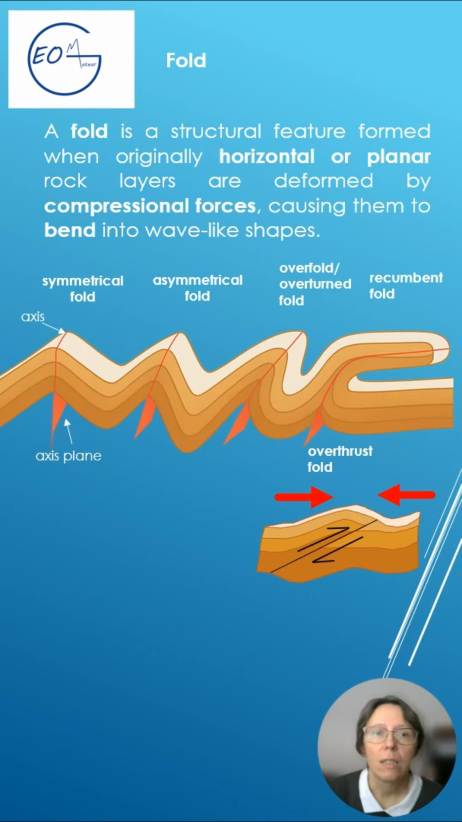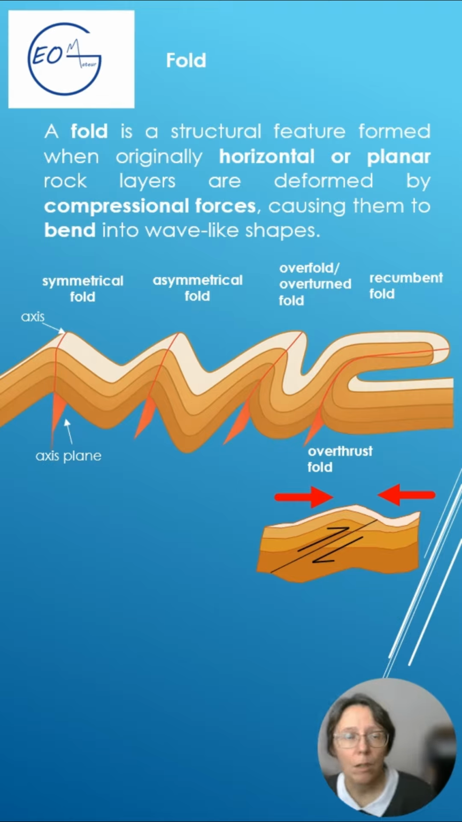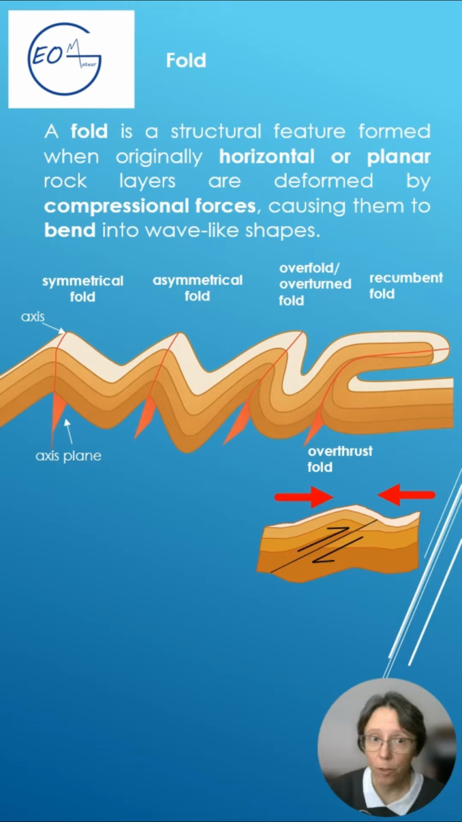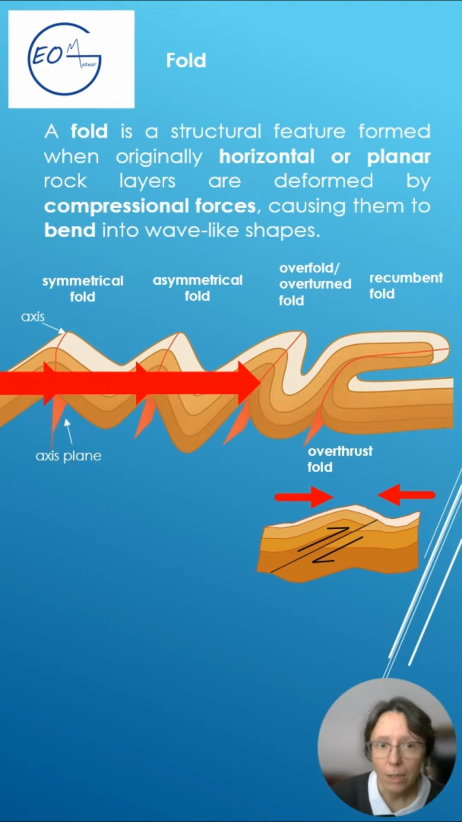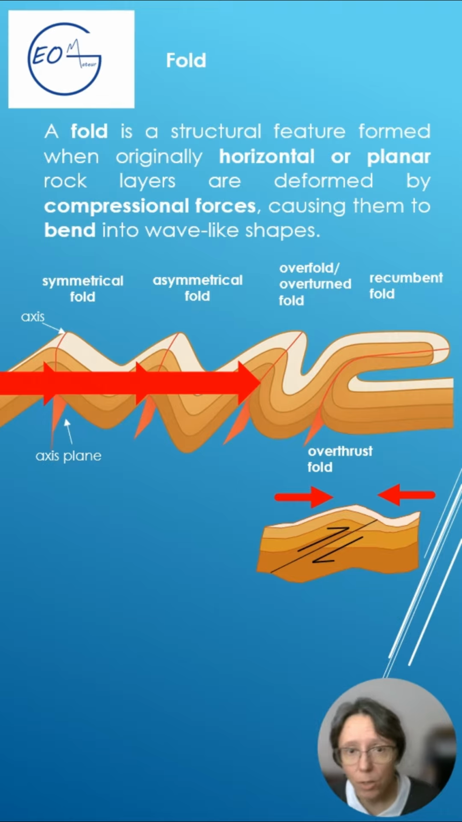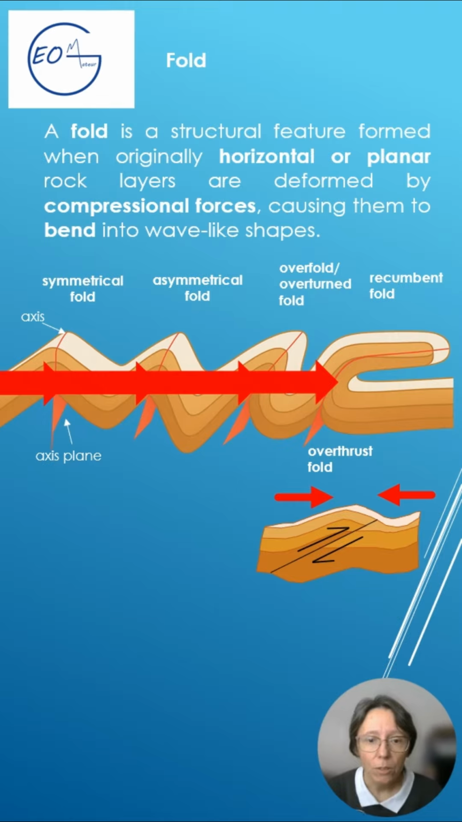A fold is a structural feature formed when originally horizontal or planar rock layers are deformed by compressional forces, causing them to bend into a wave-like shape. Under constant compressional forces, the axial plane of folds becomes increasingly inclined, producing asymmetrical rock structures, recognized as an overturned fold if the angle is less than 70 degrees. With continued deformation, the axial plane may eventually become horizontal, forming a recumbent fold.